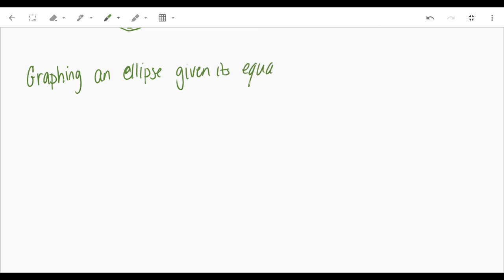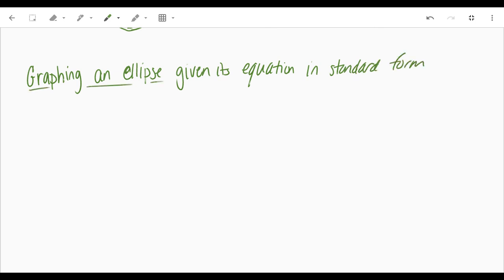Okay, before we move on to the next one. So the next one is graphing an ellipse given its equation in standard form.